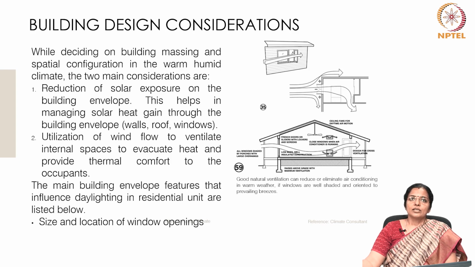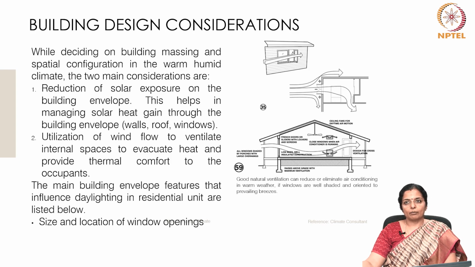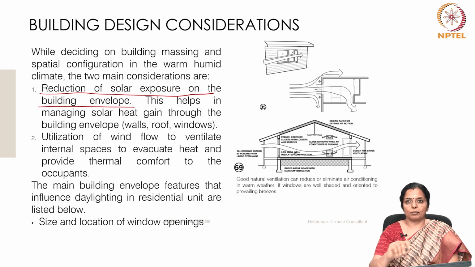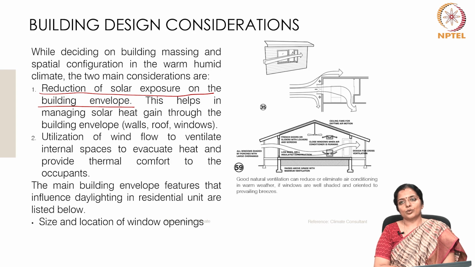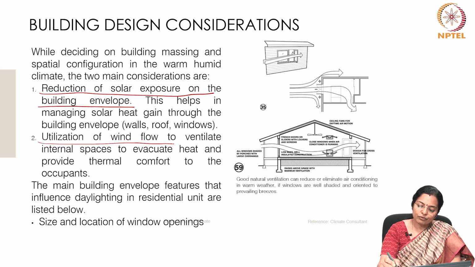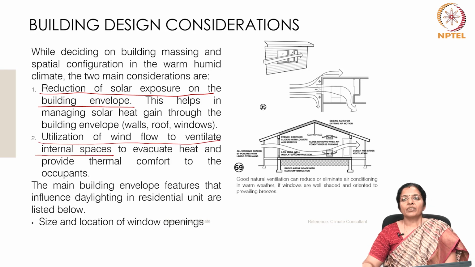So, while deciding on building massing and spatial configuration in the warm humid climate, we must consider two important things. First is the reduction of solar exposure on the building envelope. This helps in managing solar heat gain through the building envelope, which is walls, roofs and windows. Second is utilization of wind flow to ventilate internal spaces in order to evacuate heat and provide thermal comfort to the occupants.